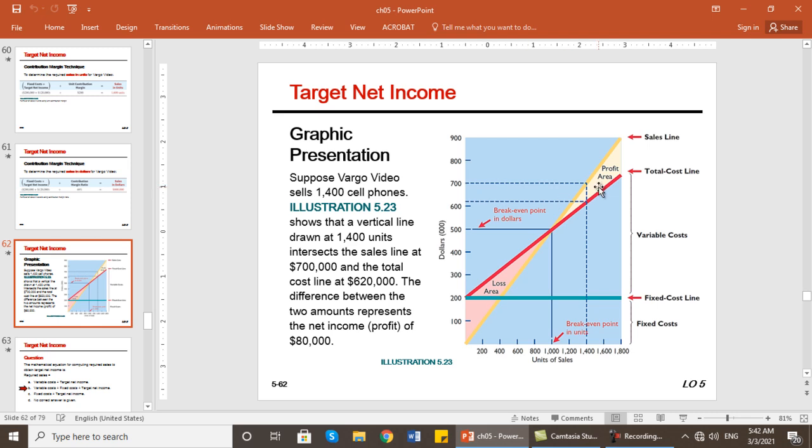Also, at this level, the total cost line will be 620,000. So the difference between 700,000 and 620,000 is the net income, or profit, of $80,000. We can determine the net income in this case: $80,000.